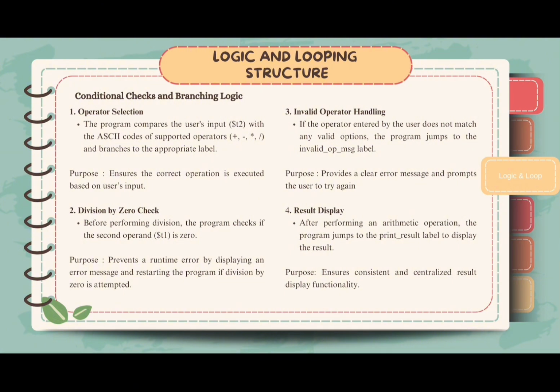Thirdly, invalid operator handling. If the operator entered by the user does not match any valid option, the program jumps back to the invalid label. The purpose is to provide a clear error message and prompt the user to try again. Lastly, result display. After performing an arithmetic operation, the program jumps to the print result label to display the result. The purpose is to ensure consistent and centralized result display functionality.